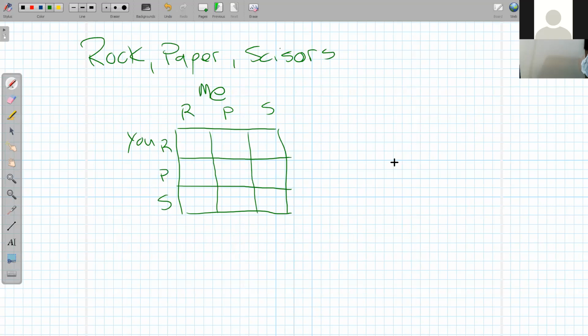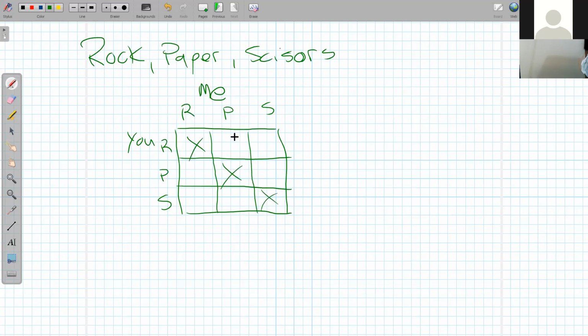So I want you to do something similar for spinner A versus spinner B versus spinner C. So I'm going to split you up into groups to do that. And then what we want to know is who's the winner, right? So rock versus rock, tie. Paper versus paper, tie. But the spinners, nobody ties.